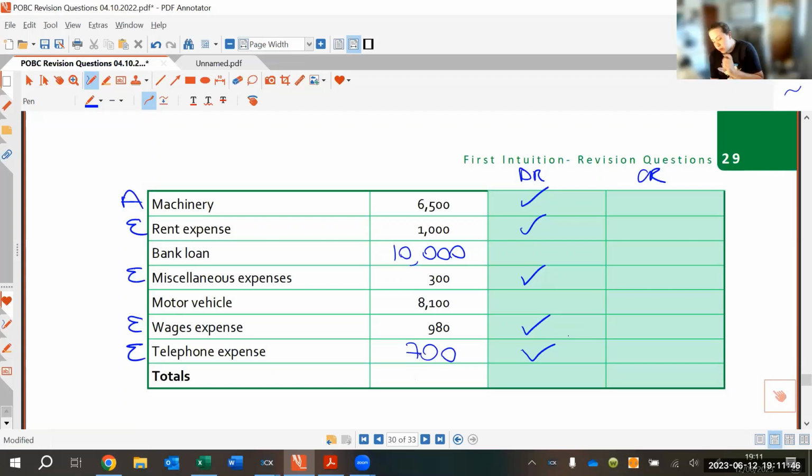So the only ones we've got to sort out now are the bank loan and the motor vehicle. So what is a bank loan? What type of account is that? Yeah, spot on. It's a liability. It's money that we owe to the bank. And we know from our debit and credit rules that liabilities will have a credit balance. And then our final one, motor vehicle. What type of account is a motor vehicle? Yeah, it's another asset account. Works like machinery. So another one where we've got an asset account and therefore another debit.